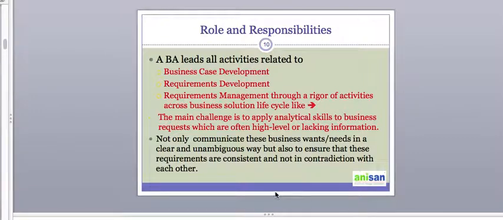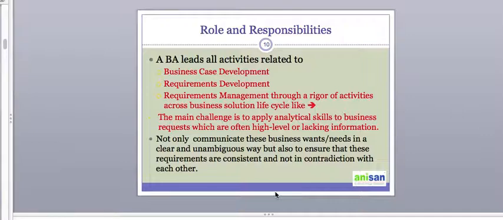Here we have some of the specific roles we have mentioned, which are basically activities. The BA leads all activities related to the business case, that we talked about, the rationale for the solution development, and requirement development, that's basically elicitation, documenting the requirement, confirming the requirement, and so on. Then requirement management through the rigor of activities across the business solution life cycle.